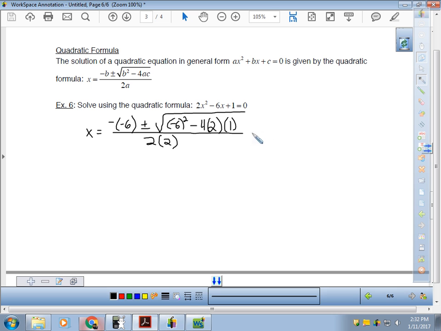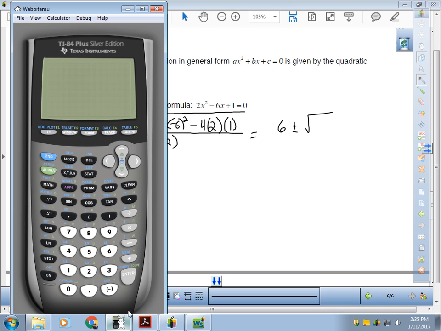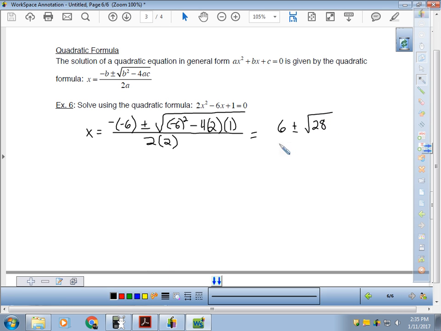So if we look at this, negative 6 means we have positive 6, plus or minus, we're going to have a square root. Now, what I'd like to do is figure out what this number is, so I'm going to go to my calculator to help me figure it out. So I've got negative 6 getting squared minus 4 times 2 times 1. So that's a 28 inside there. On the bottom, 2 times 2 is 4.